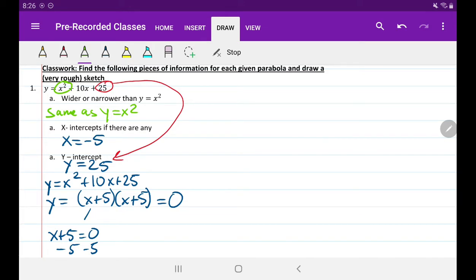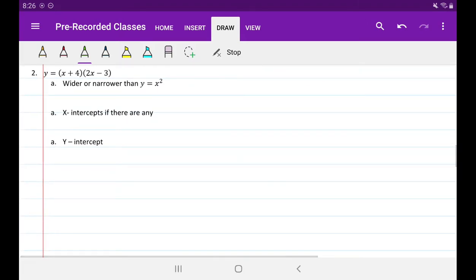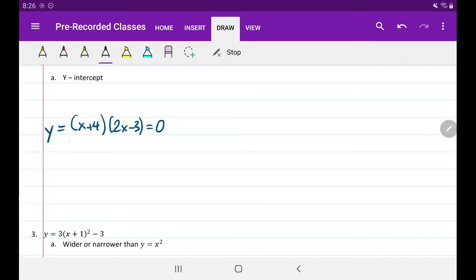Okay, so let's go on to the second problem. This one is in factored form for us, which is really nice. So that'll make it easy to find our x-intercepts. We have y equals x plus 4 times 2x minus 3, and I'm going to set the whole thing equal to 0 to find my x-intercepts. So I'll separate these: x plus 4 is 0, 2x minus 3 is 0. Solve each of those.